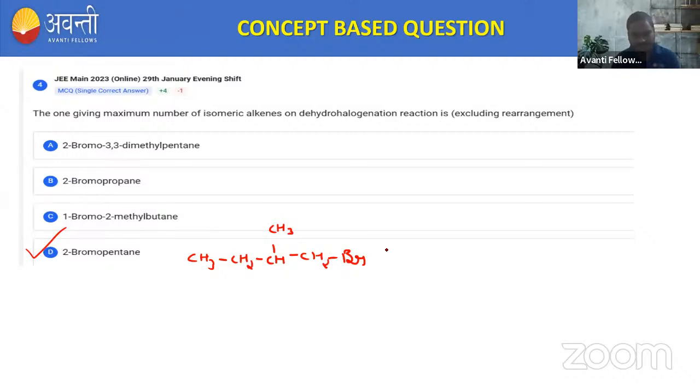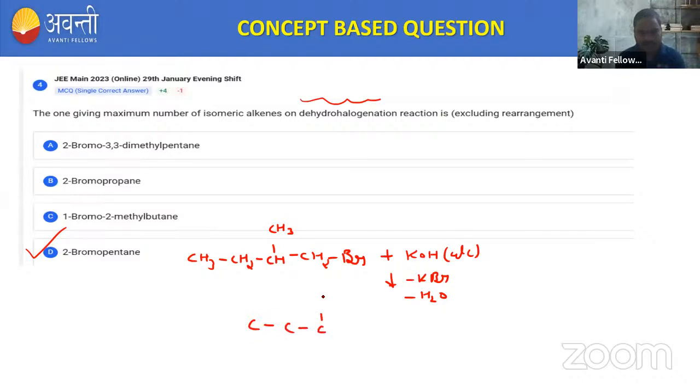So from 2-bromopentane, when we treat with the dehydrohalogenation reaction, meaning treating with alcoholic KOH, what happens? KBr is removed as well as H2O is also removed, right? So both this KBr and H2O will be removed. So what product will you get? You will get the product like C, C, C and double bond C, right? So this product you will get. So this is the first form. In this, the question is asking for the one giving the maximum number of isomeric alkenes, right? So this is the first alkene.